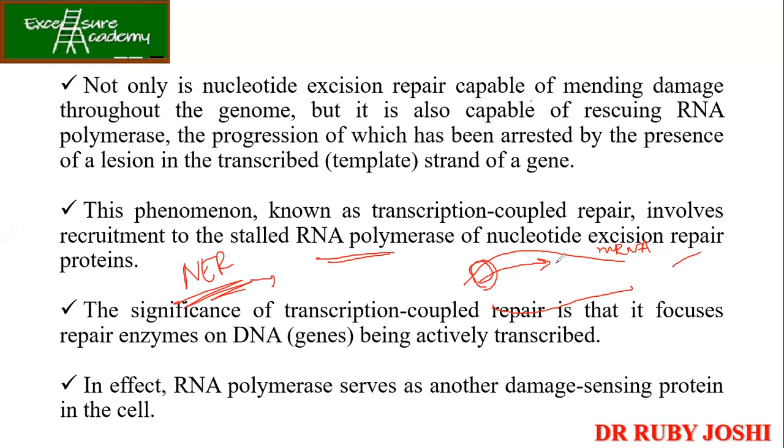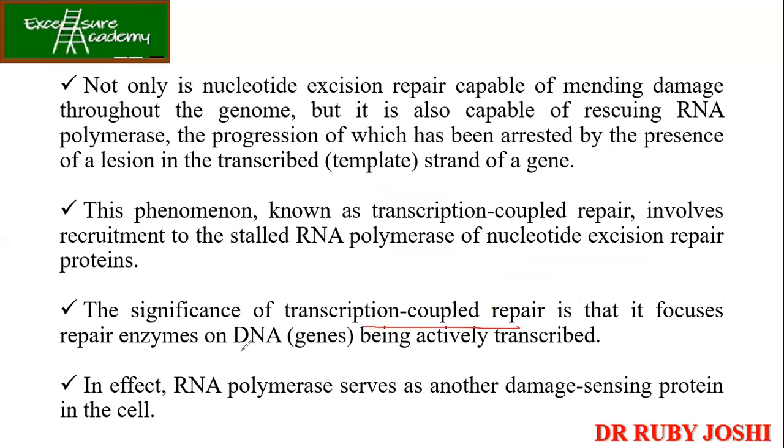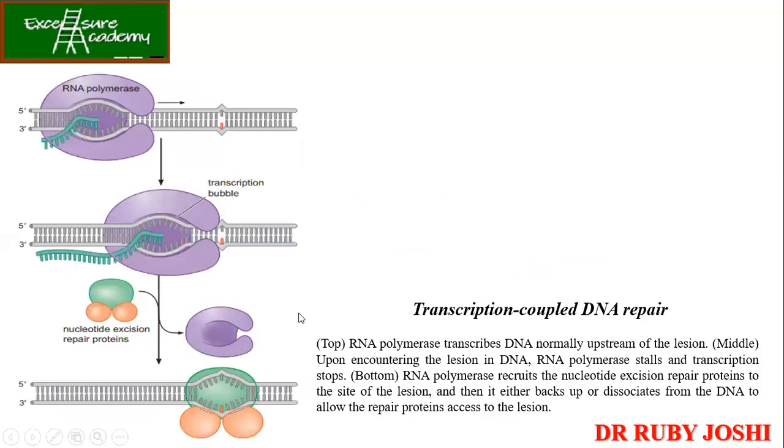In order to remove or escape the RNA polymerase from this stuck transcription, your NER is playing an important role. It is involved in the recruitment to the stalled RNA polymerase of NER repair proteins. Let's see that. The significance of transcription coupled repair is that it focuses the repair enzymes on DNA being actively transcribed. So RNA polymerase serves as another damage sensing protein in the cell. We'll see how. This is called transcription coupled DNA repair.